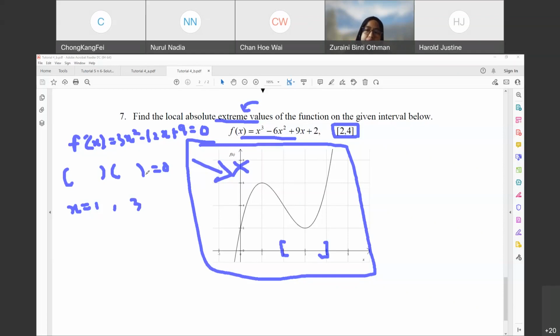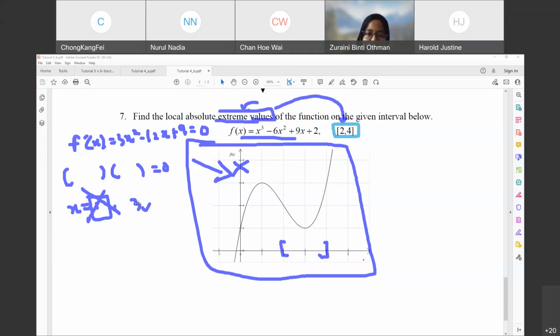Okay. Bila kita dah dapat 1 dan 3, we don't have to consider 1. Why? Kita tak payah nak cari 1 because we only consider between 2 until 4 only. So then we consider on this. But we want to find the extreme value for this range. Maksudnya pada selang yang ini. Okay. Maksudnya for this interval.